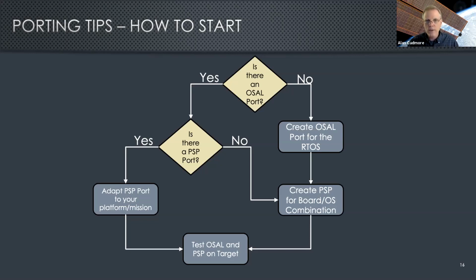But let's say, for example, I want to port the CFS to, let's say, the Zephyr RTOS on a new SoC system I haven't used before. I'm going to need to go completely down the right side of this chart, saying I need both an OSAL port and I'm going to need a PSP port.